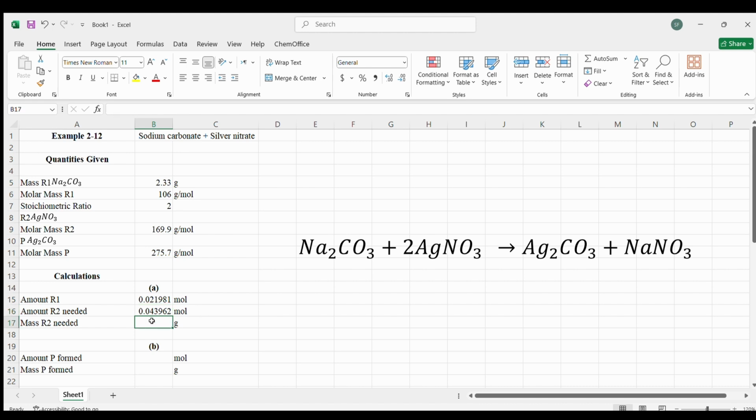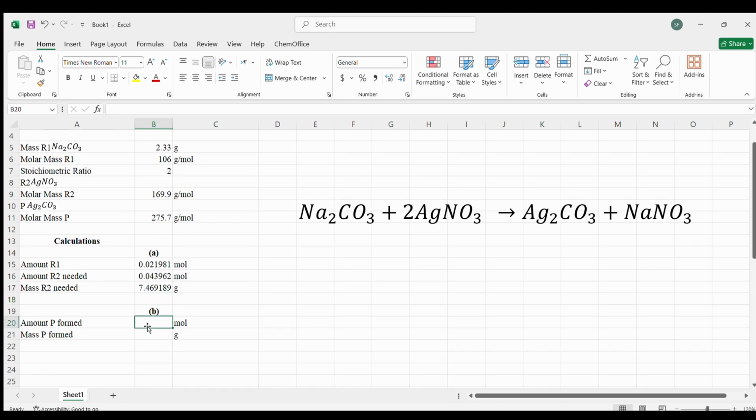Now, we need to find the mass. It's really simple. We have the moles, we have the molar mass, and by multiplying them, we can find the grams. So this block equals the moles of the second reactant times the molar mass of the second reactant. Simple as that. We hit enter, and finally we have the grams of the second reactant.